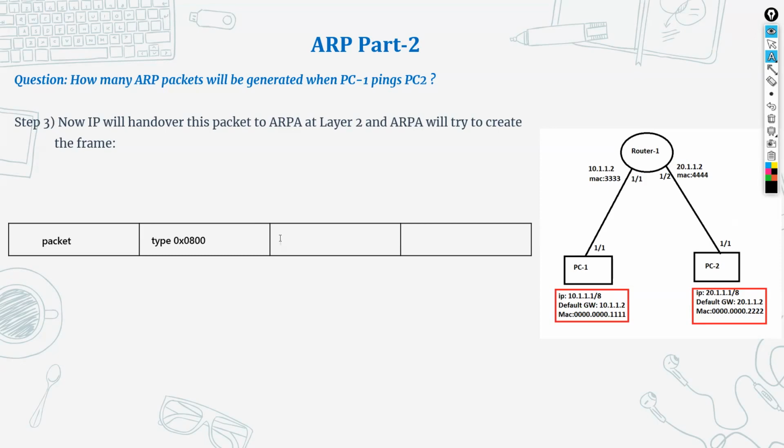Then, the thing is, when ARPA is going to populate the source and destination MAC, before this, an AND operation is going to happen on PC1. So let's see first this part. If we go to the next slide.